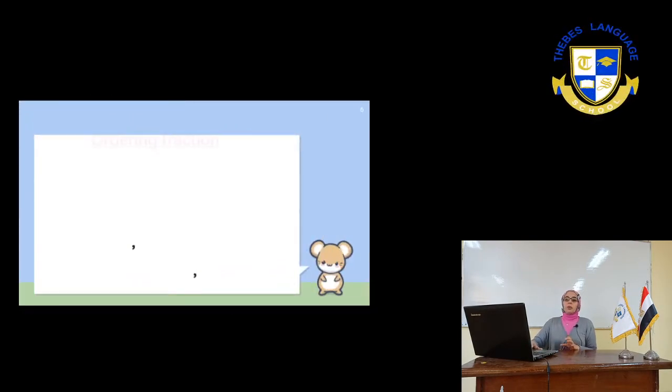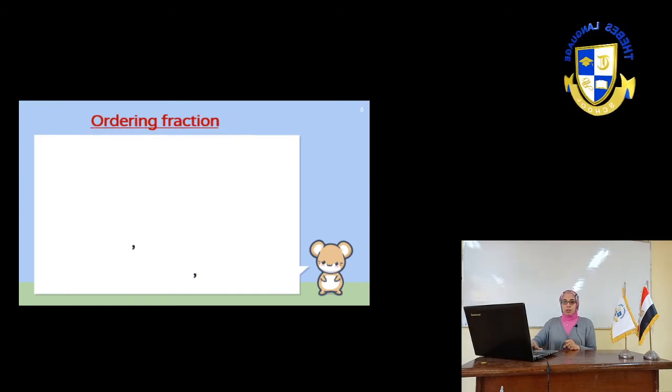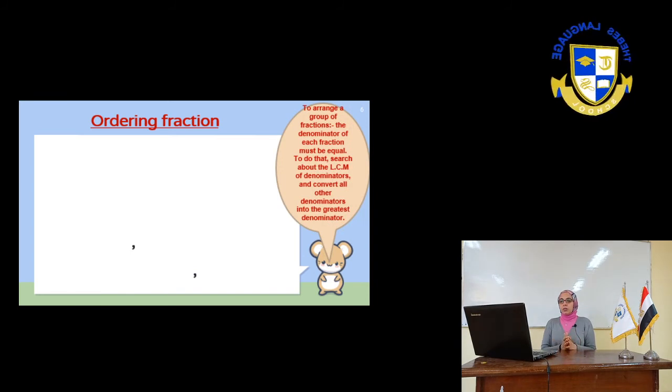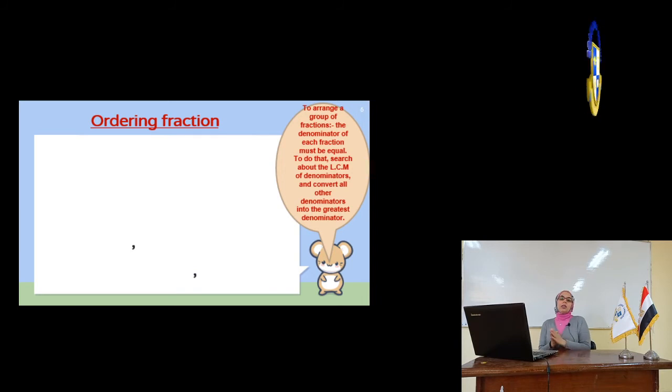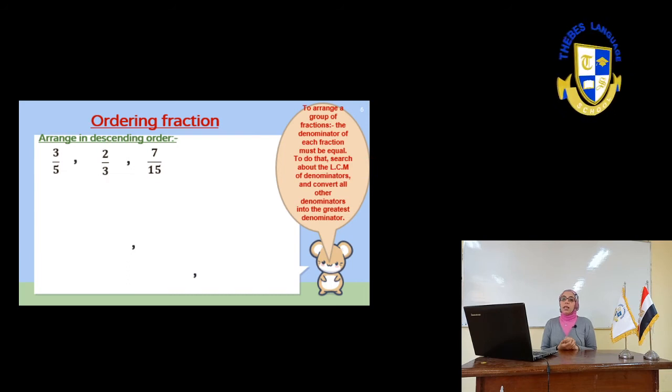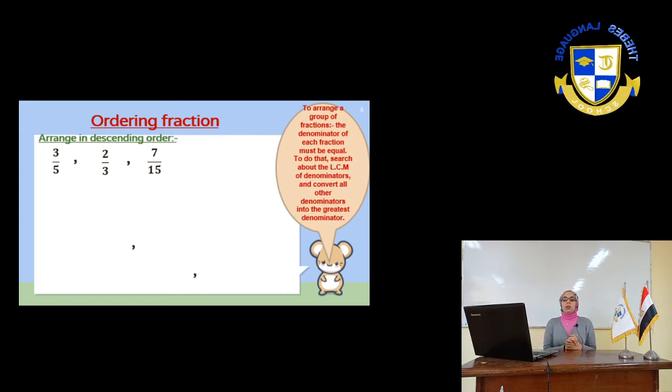Now, the third part is ordering fractions. To order any group of fractions, we must make all the denominators the same. How do we do this? If we want to arrange in descending order, and we have these three fractions, at first search for the biggest denominator. What is the biggest denominator here? It's 15. This is the greatest denominator.